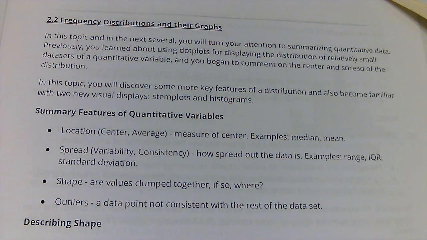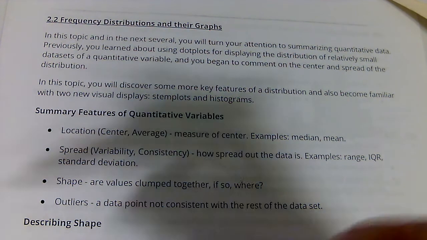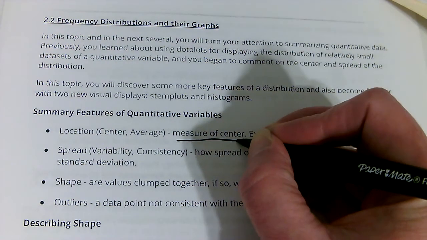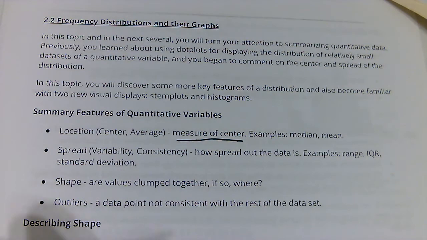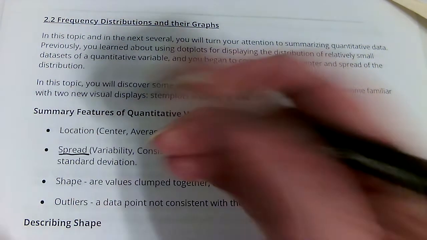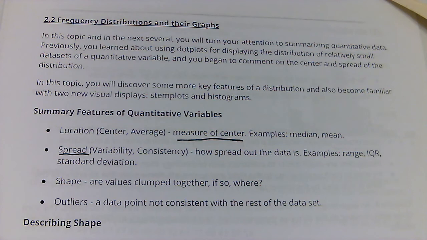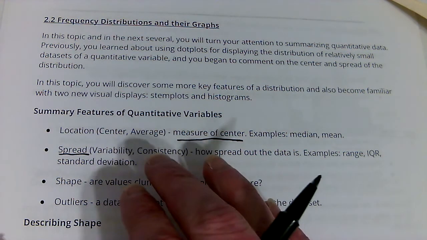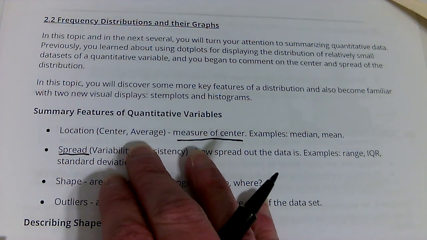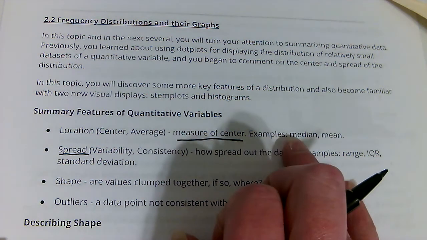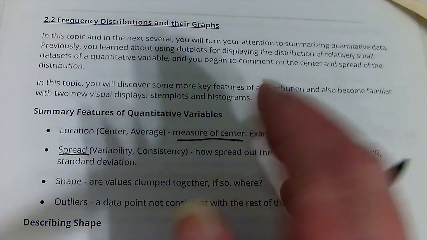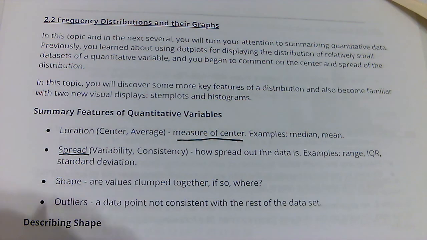Now we're looking at the shapes of these. There's a few things that we're going to look at. The location, and this is mainly talking about the center. So the measure of center is going to be very, very important. The spread is going to be the next one: how spread out the data is. And we'll learn how to find those summary variables, such as for center, median and mean. For spread, it's going to be range, IQR, and standard deviation.